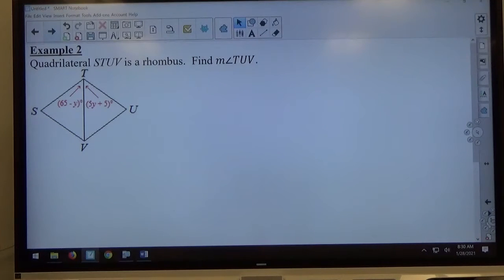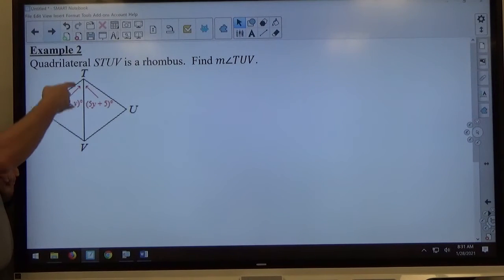All right, example 2 tells us that quadrilateral STUV is a rhombus. Find the measure of angle TUV. So first of all, it's a rhombus. What do I know about these two marked angles in the picture? They're congruent because the diagonals bisect angles, right?